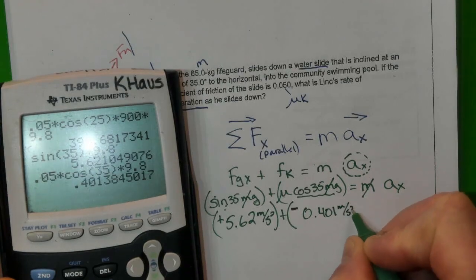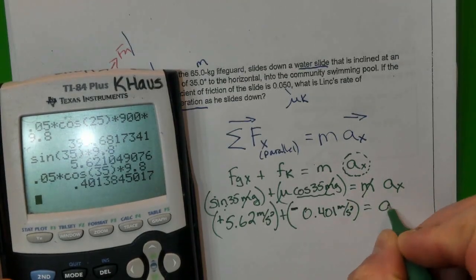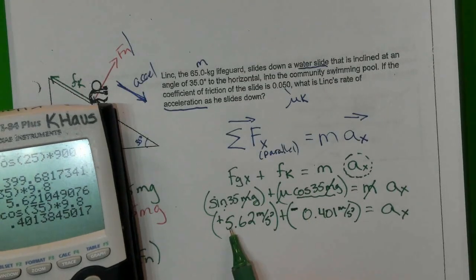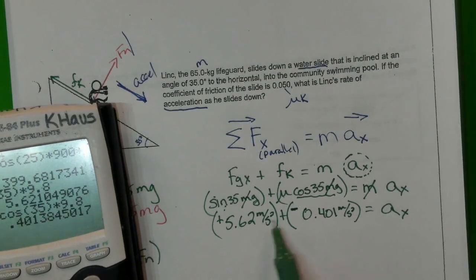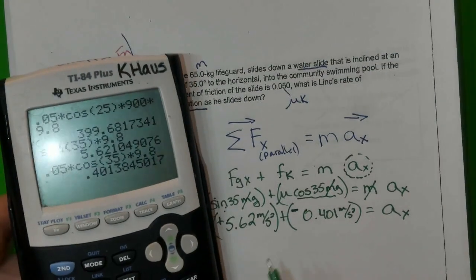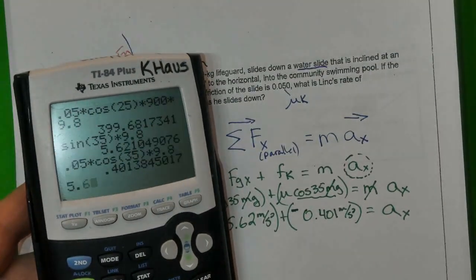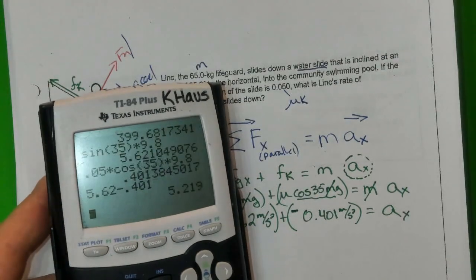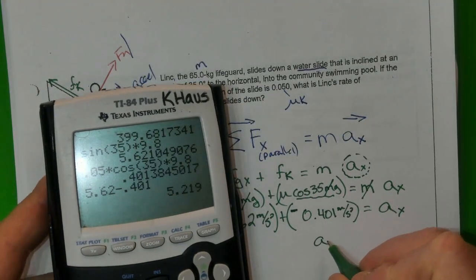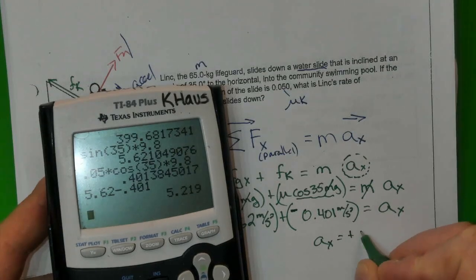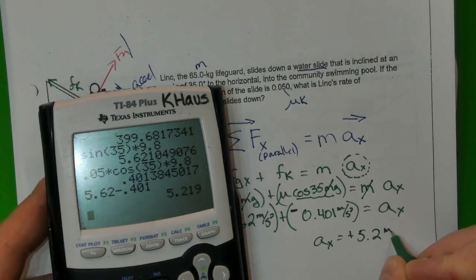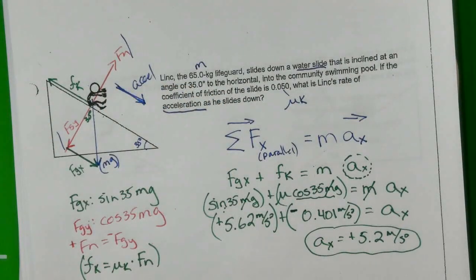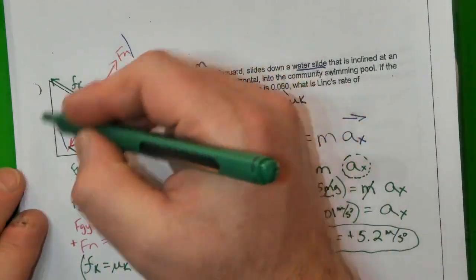So we're going to make it negative 0.401 meters per second squared. Remember the m's canceled out? So we're really going right to the acceleration. And so it's quite simple, adding a negative means subtracting 0.401 from 5.62. Let's type that in, 5.62 minus 0.401, and you get an acceleration in the x direction of positive 5.2 meters per second squared.